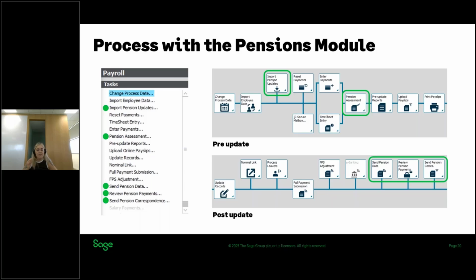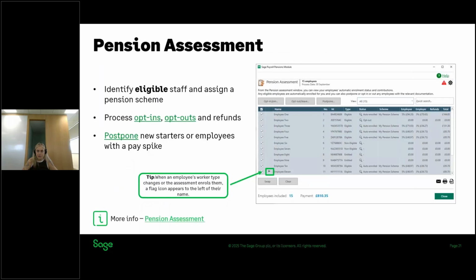I know we're just touching the surface today. What I want to look at in a bit more detail, though, is the pension assessment. So just a little bit of a screenshot, but we'll look at this closer in the demo. Your pension assessment is there for you to identify eligible staff, and it will also assign them into your pension scheme. You can process opt-ins, opt-outs and refunds through the pension assessment. And you can also process postponements as well.